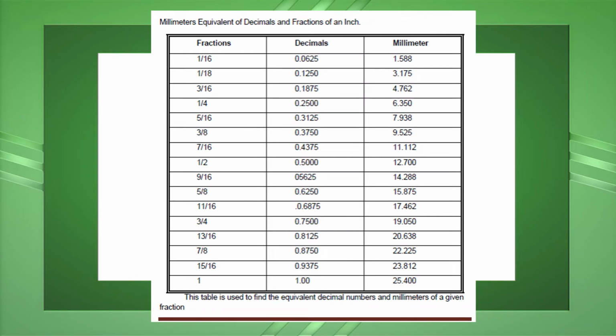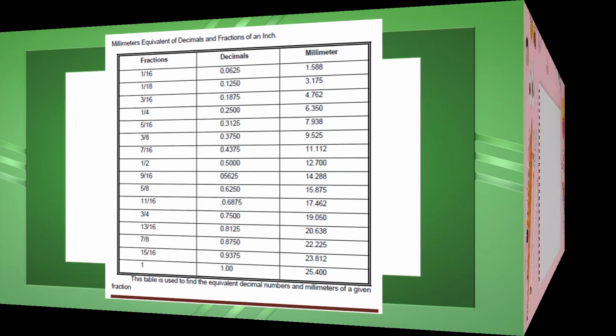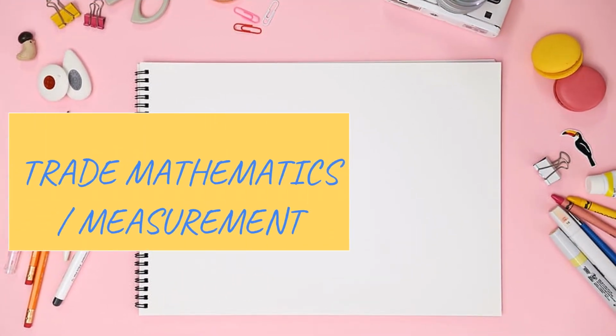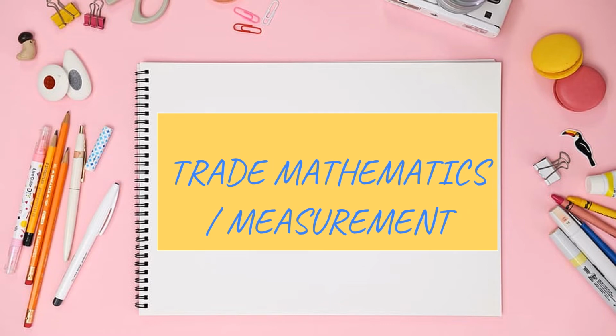Here is the millimeters equivalent of decimals and fractions of an inch. This table is used to find the equivalent decimal numbers and millimeters of a given fraction. Now, let's move on with the trade mathematics or measurement.